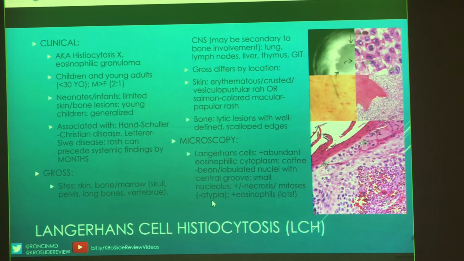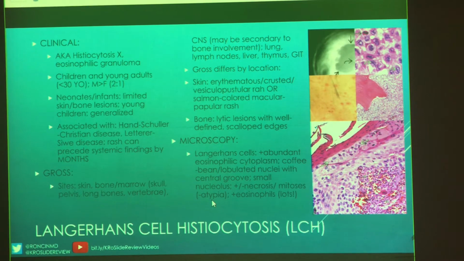Associations: Hand-Schüller-Christian disease, Letterer-Siwe disease, and the rash that is often associated with this can precede the systemic findings by months. Okay, so this is where knowing all those different rashes, as sometimes I know it can seem like it's insurmountable because there's so many of them, but really getting ahead on this can be crucial.